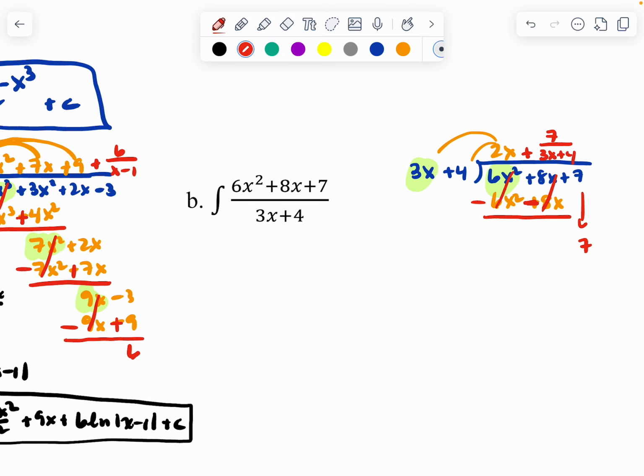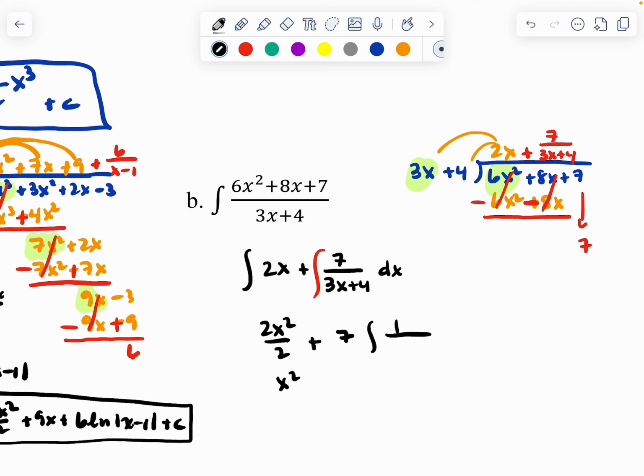Okay, so what do we do now? Let's rewrite the integral. So this is going to be the integral of 2x plus 7 over 3x plus 4 dx. Again, I have an easy integral in the beginning, but then a harder one at the end, so I'm going to go ahead and separate them. Now let's go and integrate this. The integral of 2x is 2x squared over 2, which is really just x squared, right? And then I have plus, let's pull the 7 out. So 7 integral of 1 over 3x plus 4 dx.